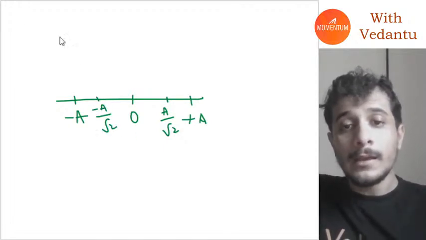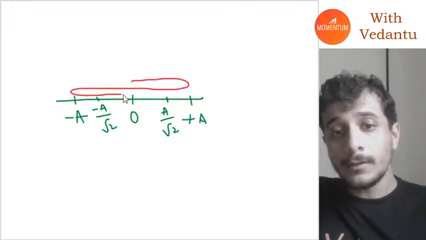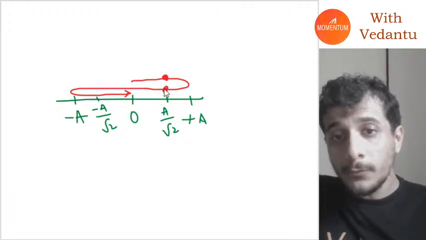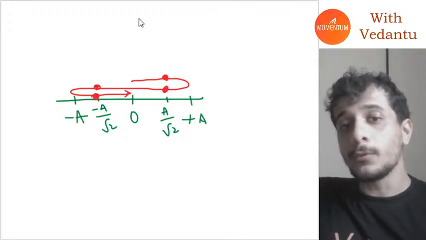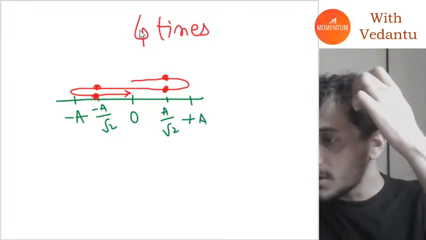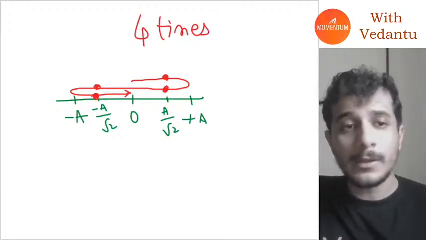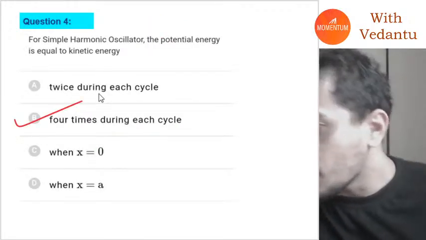So if you see, if a particle starts from here and then goes here and then goes here, this is one complete cycle. It will do that 4 different times. So 4 times kinetic energy will be equal to potential energy. The correct answer will be 4 times during each cycle.